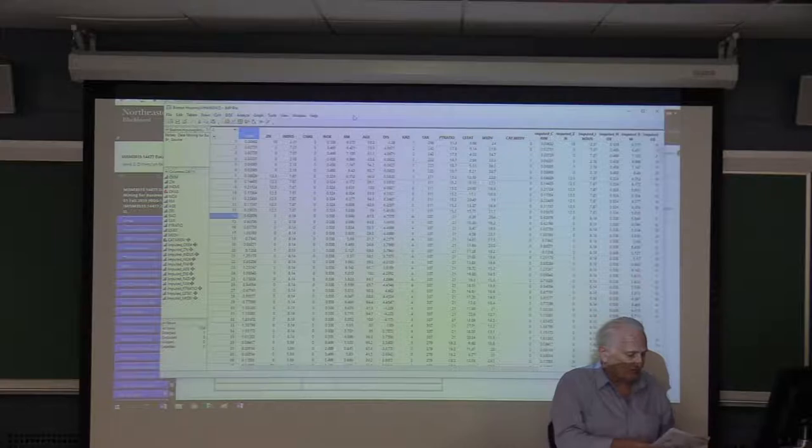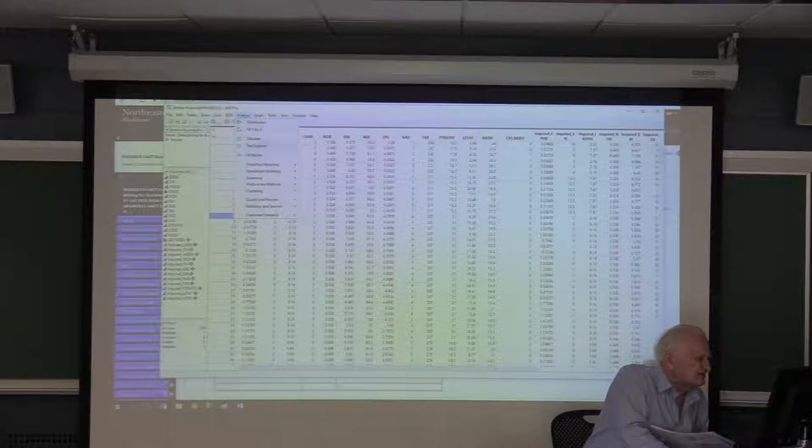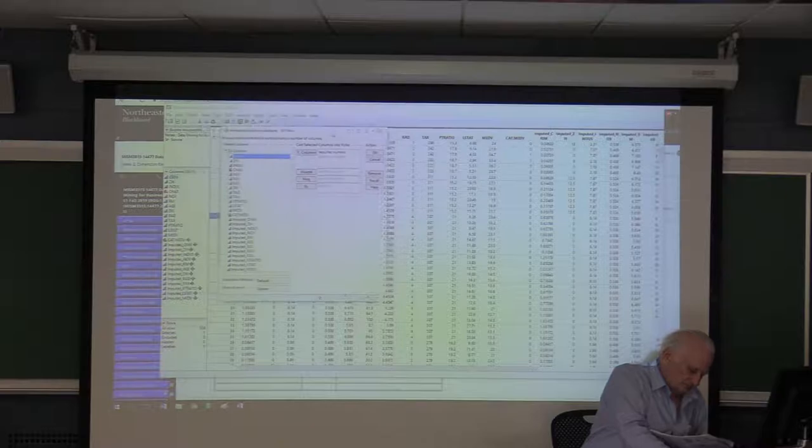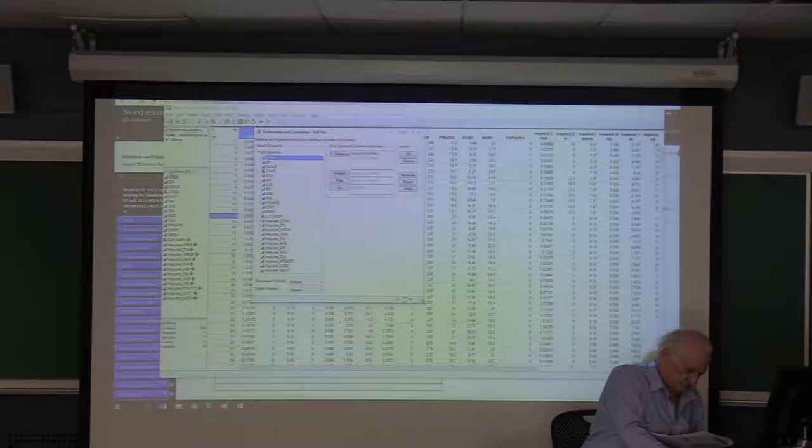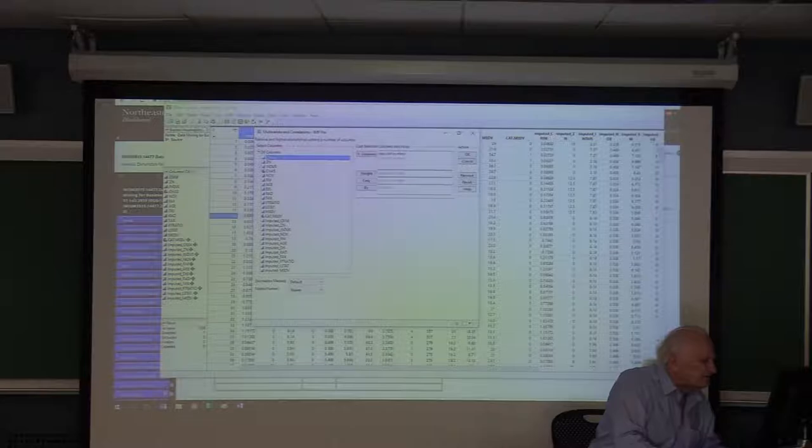We did multivariate last time. Analyze, multivariate methods, multivariate. I selected all the variables from prime to MEDV, and I moved them to Y, all right? And then I click OK.